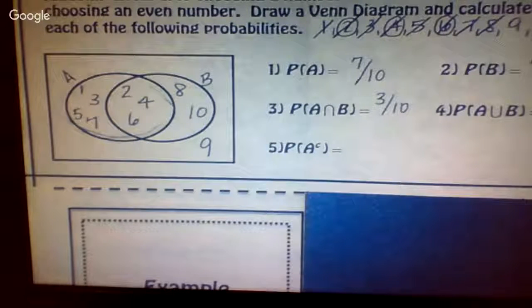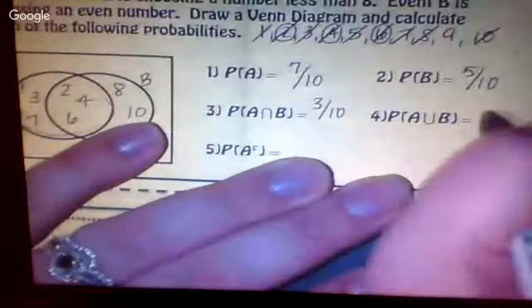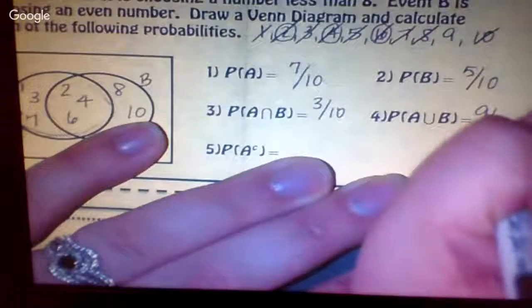Okay, the probability of A union B. Every single one, right? Everything that's in both sections. 9. So that's 9 out of 10. Which one's excluded? 9. The number 9.